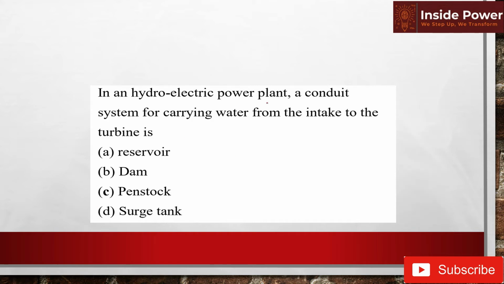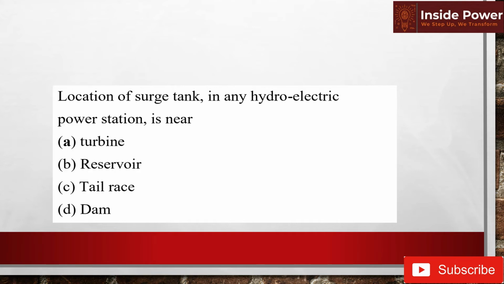In a hydroelectric power plant, the conduit system for carrying water from the intake to the turbine is: reservoir, dam, penstock, surge tank. The correct option is C, the penstock, because it carries water from the intake to the turbine. The location of the surge tank in any hydroelectric power station is near the turbine, yes. Reservoir, tail race and dam are not correct options for the location of the surge tank.